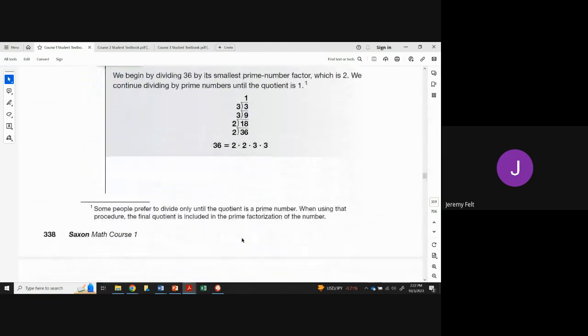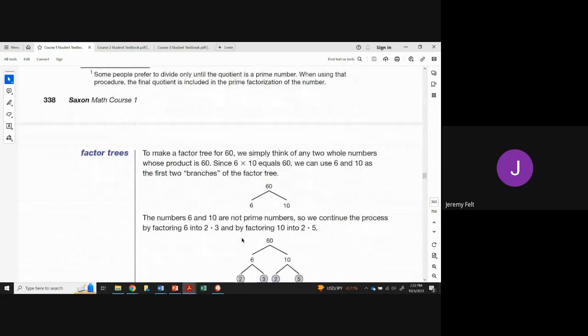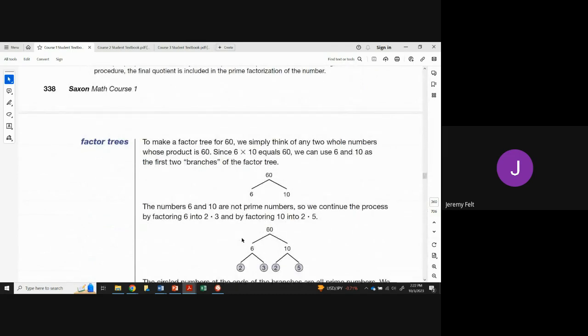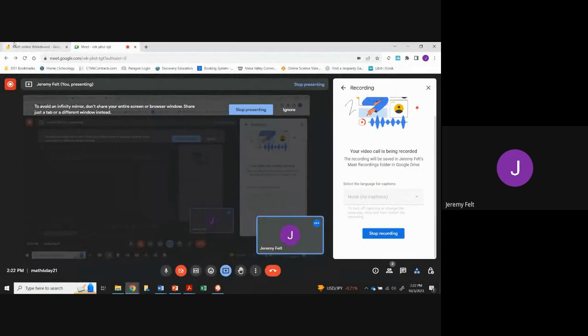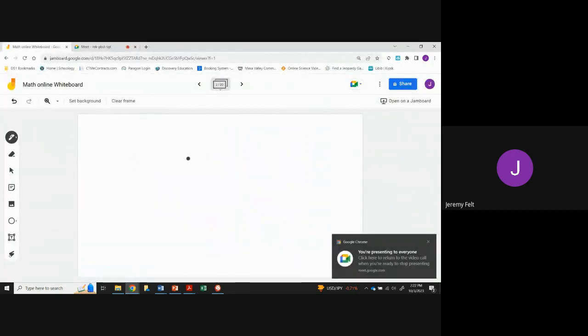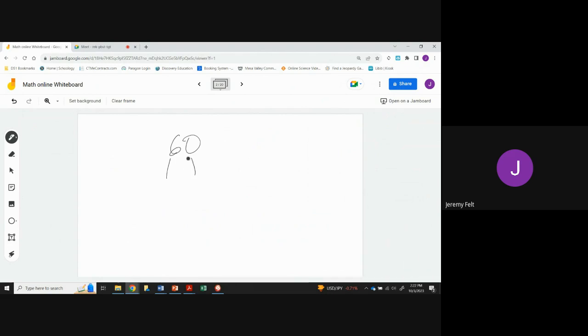I want to show you factor trees just because I think this is easier, because no matter where you start, you're going to end up with the same answer. And I think it visually makes a little bit more sense, at least to me. If you like division by primes, you can do that. But if we had 60, and again, I'll show you can start with any number you want.